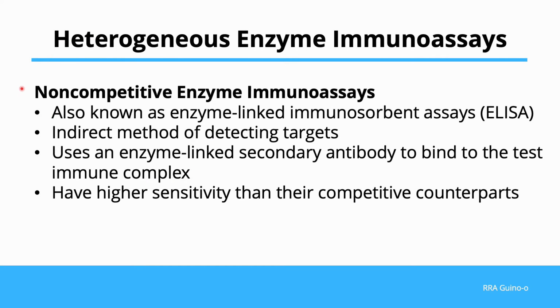Next, we have our non-competitive enzyme immunoassay, again still under your heterogeneous enzyme immunoassays. This is also known as our enzyme-linked immunosorbent assay, or ELISA, and is an indirect method of detecting our targets. This is because instead of detecting the actual immune complex, we use an enzyme-linked secondary antibody to bind to the test immune complex, and the secondary antibody is what we actually detect. So this test has a higher sensitivity compared with its competitive counterparts.